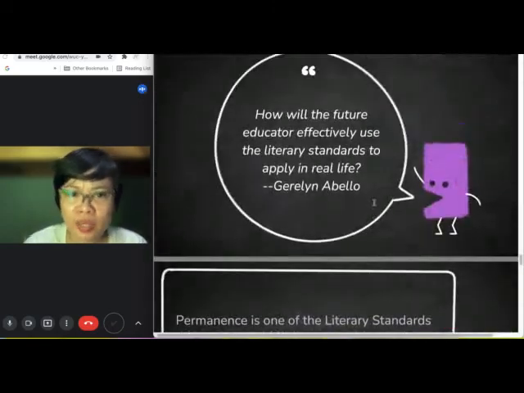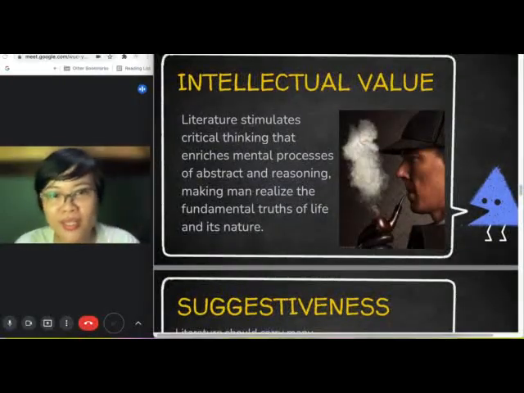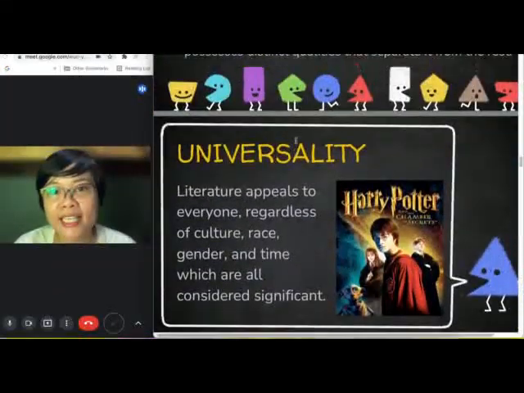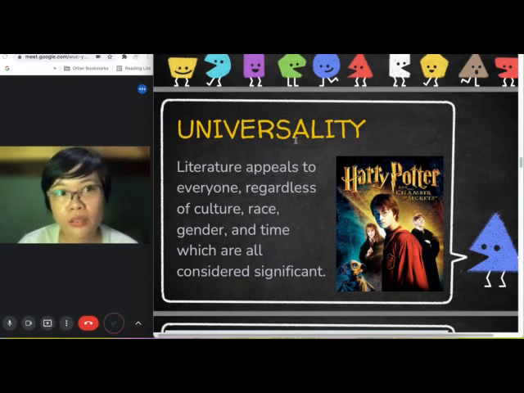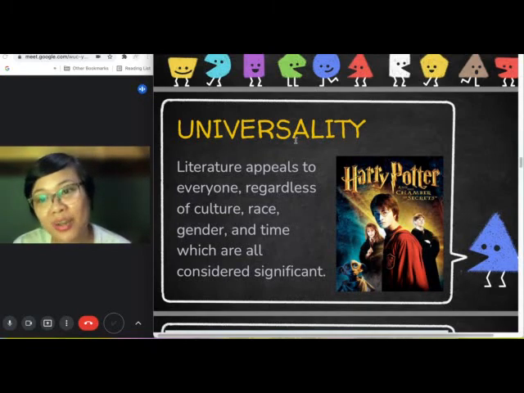But okay, let's go back to the standards. Is it universal? Well, it could be, but then that is something that will be determined by the readers. You must take note that it is not enough for a piece of literature to be published. The readers also have a say in what is considered literary standards, okay? Because if you release a play, for example, and a lot of people can relate to it, then it becomes universal, just like Harry Potter, right?